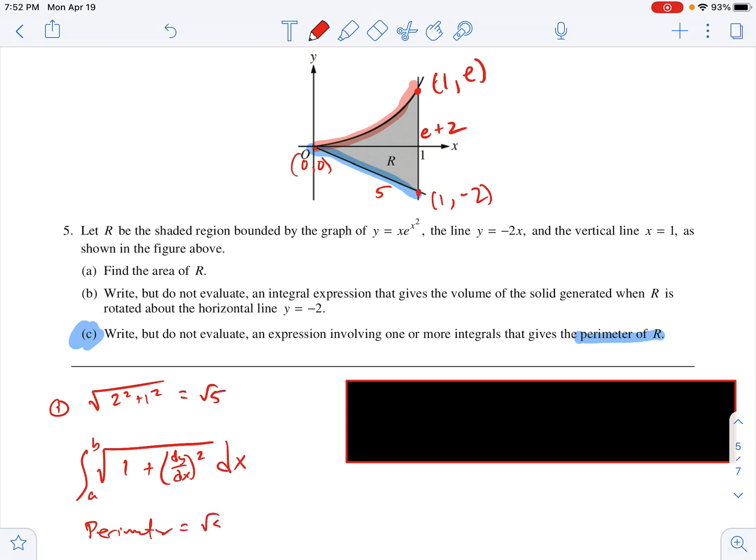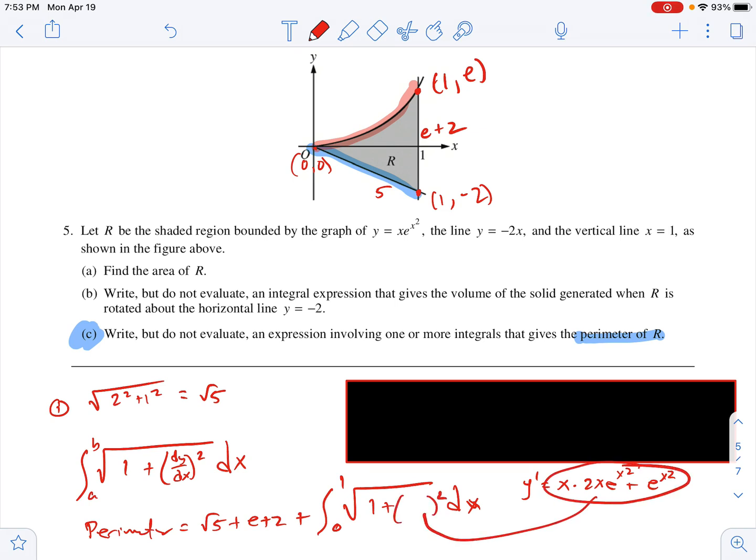And so now we just plug in our values. Our total perimeter is equal to radical 5 plus e plus 2 plus the integral from 0 to 1 of the square root of 1 plus, and then we need to find the derivative. To find the derivative of that function, y prime is equal to first times derivative of the second, which would be 2x e to the x squared, plus second times derivative of the first, which would just be e to the x squared. And we just take that and put it right here and square it.